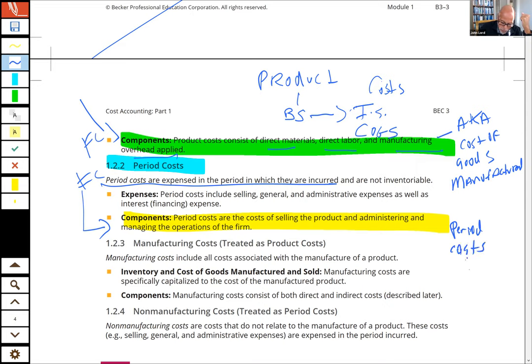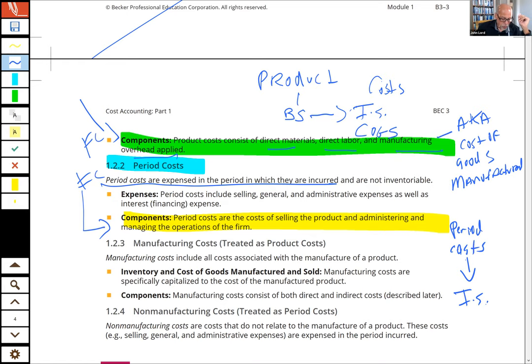Okay, and period costs do what? Period costs just go straight to the income statement. They're expensed in the period they are incurred. Selling, like advertising costs, are what? Our CEO salary, things like administrative costs, etc.